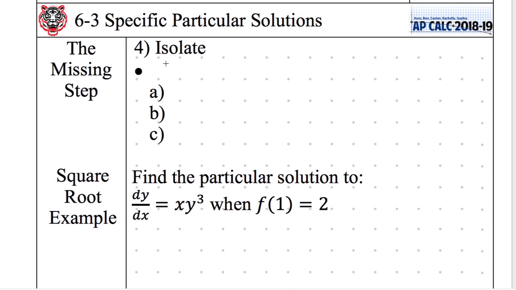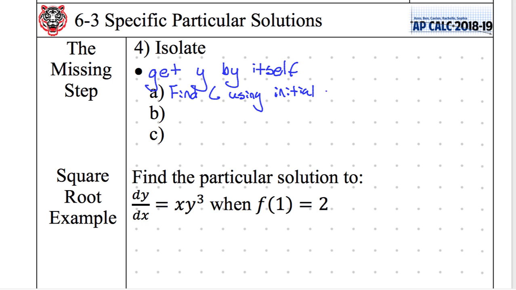So let's assume that you want to do step 4, to isolate. To isolate just is a fancy way of saying get that y by itself. So there are essentially 3 steps when you're working on step 4 for isolate. The first one is to find C using initial conditions.